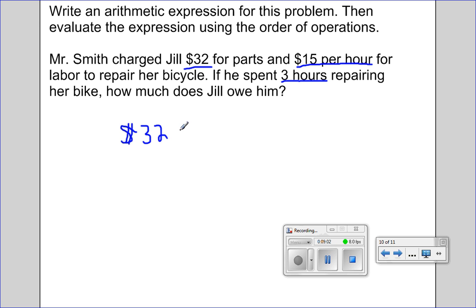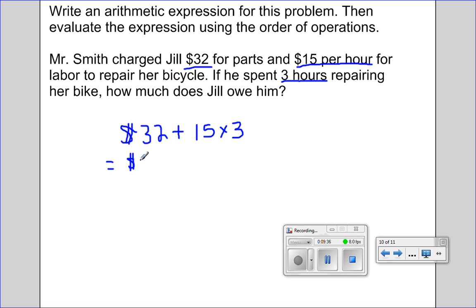Okay, and in addition, this means that she has to add. She's paying $15 for each hour that Mr. Smith works. So he's working 3 hours. So this means that we're going to need to multiply 15 times 3. If you want to put the video on pause and try to work this out on your own, you can. I'm just going to go ahead. I'm going to apply order of operations.